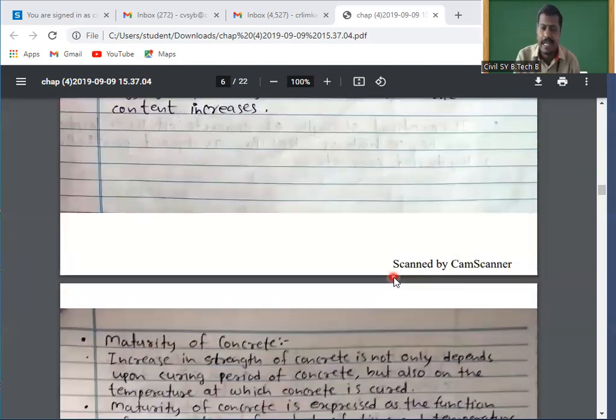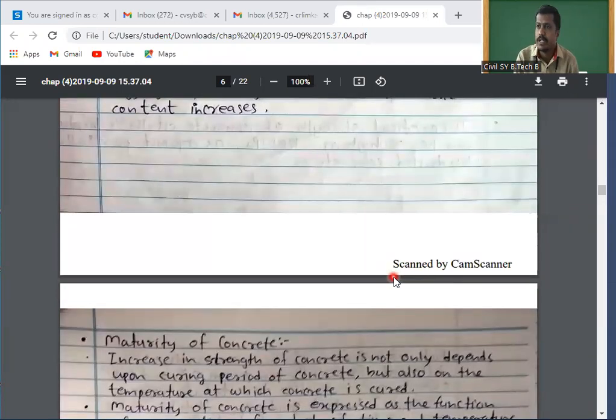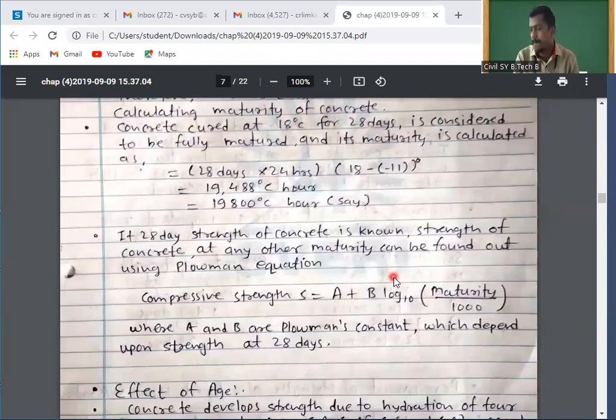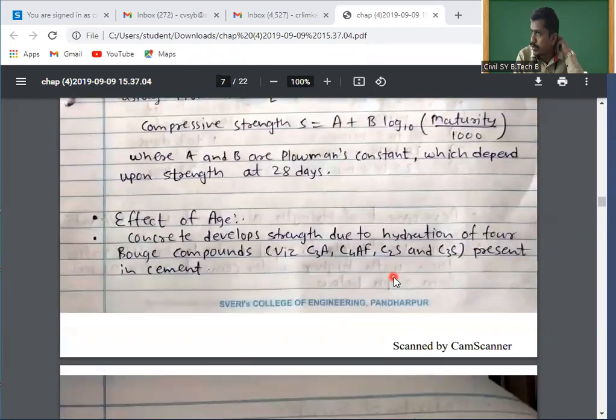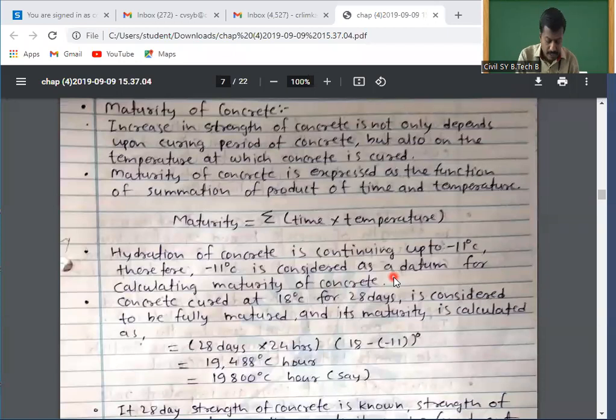So again, the effect of the size of the particles, we need to consider as far as gaining the strength of the concrete. The next part, though it is not for you, but still I can take it for you. That is the maturity concept of the concrete. Maturity of the concrete. It's a very interesting part.